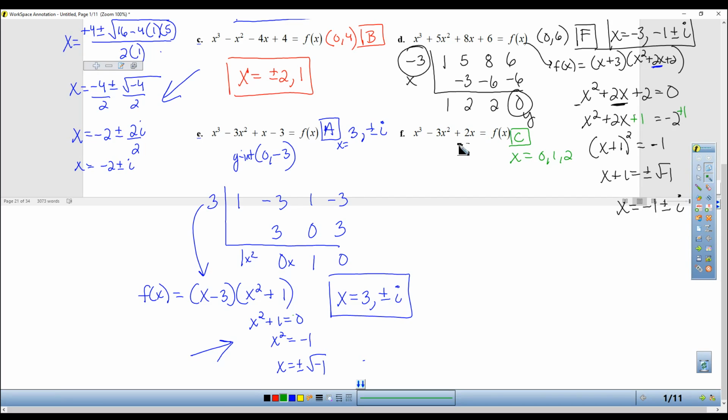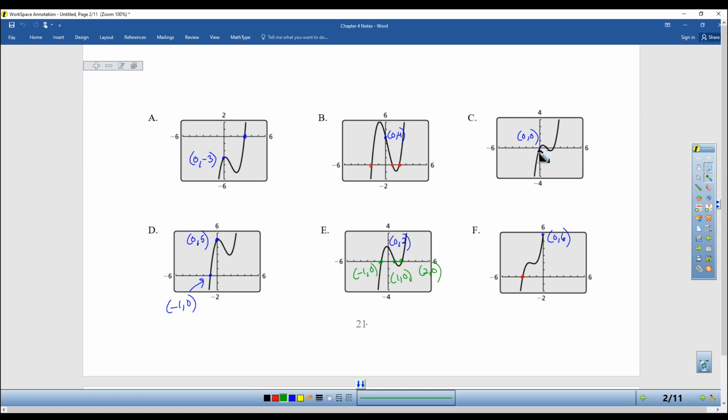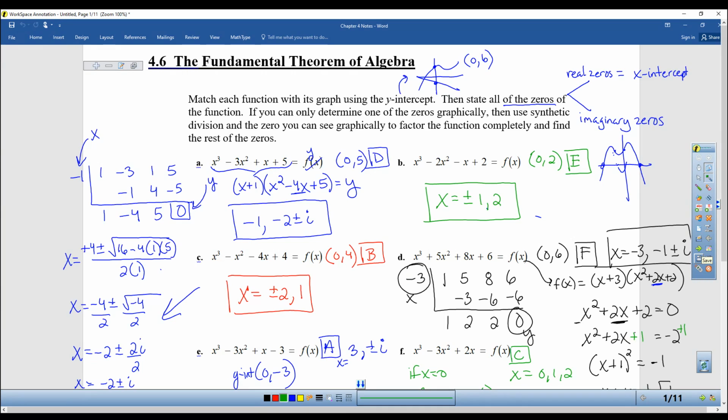All right, last one. So this one, if x is equal to 0, then you get 0 cubed minus 3 times 0 plus 2 times 0. So you just get 0. So when that happens, that just means that the y-intercept is 0. So we found that was only true on graph C, and fortunately we could see all three of them. So 0, 1, 2 were the answers for that last one.